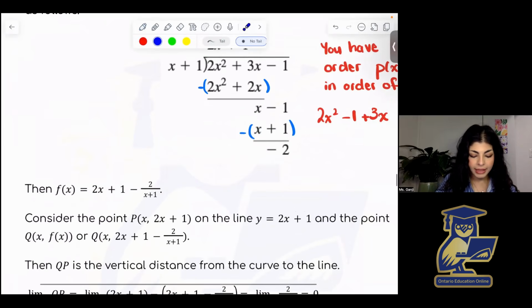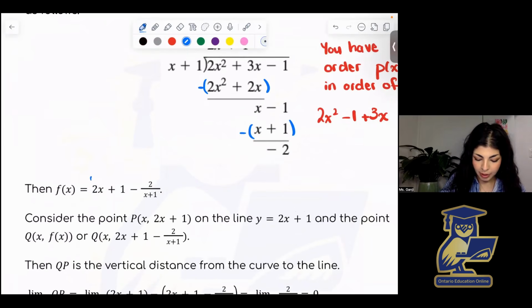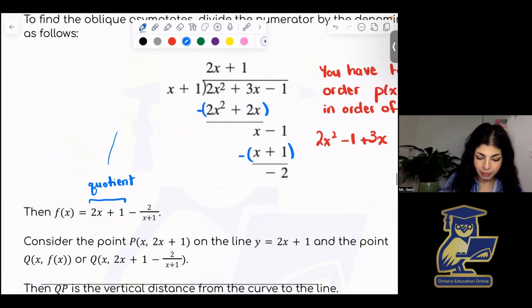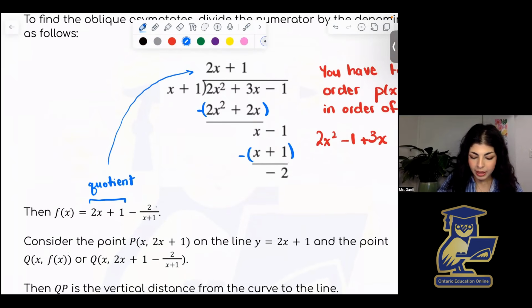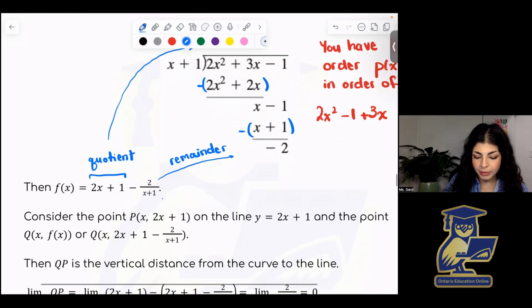that f of x, and this is just my long division, so this part is my quotient, which comes from over here. This is negative 2, but I just rewrote it differently, and this is my remainder. And x plus 1 was my divisor.